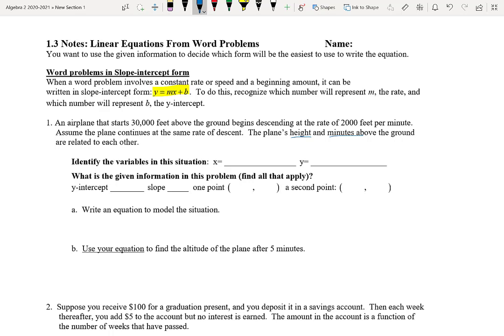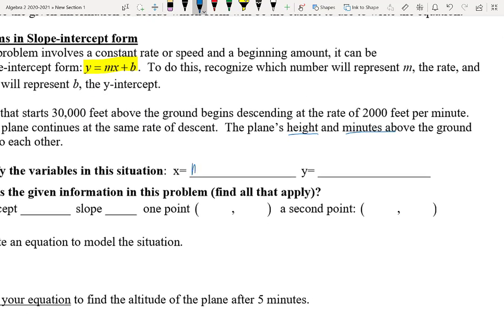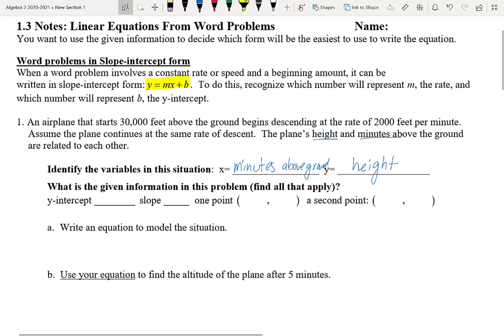So here, since we're talking about the rate of descent of a plane, the x value is definitely going to be our time. So it's going to be our minutes above ground. And then y is going to be our resulting height. I don't know why I keep trying to put an F in height. So that's what we're given.